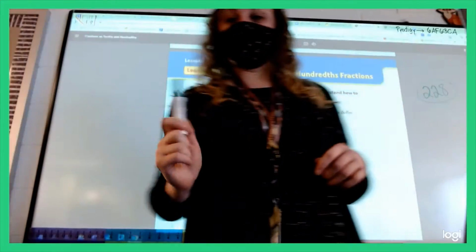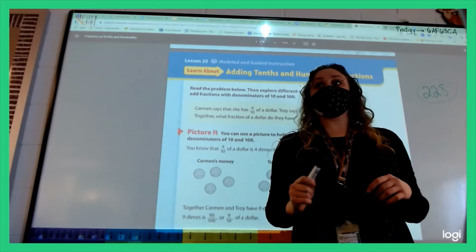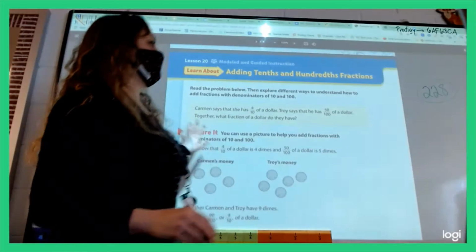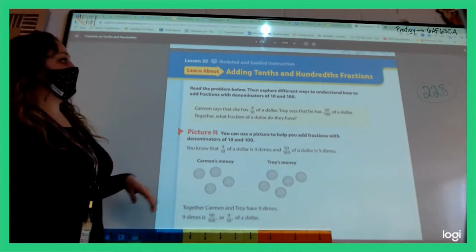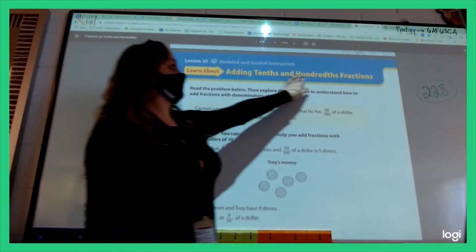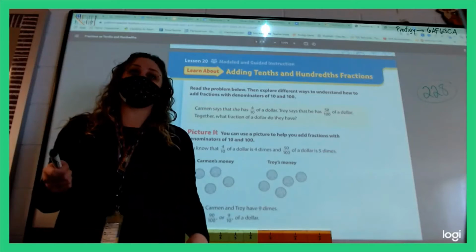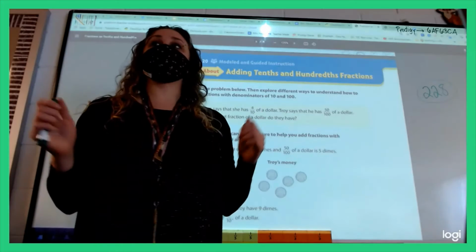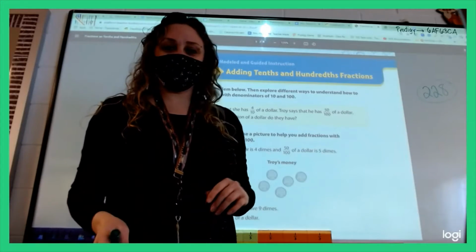We are continuing on learning about tenths and hundredths. And we know these are what we call the fractions with a 10 and a 100 in the denominator. So you should be on page 228 in your instruction book to follow along. And it says at the top, adding tenths and hundredths fractions. So today we're taking it one step further. Instead of just comparing, we're going to add them together. But you guys did really great with adding fractions. So, no anxiety. Okay, we're good.